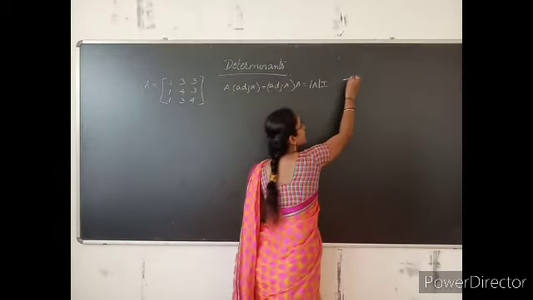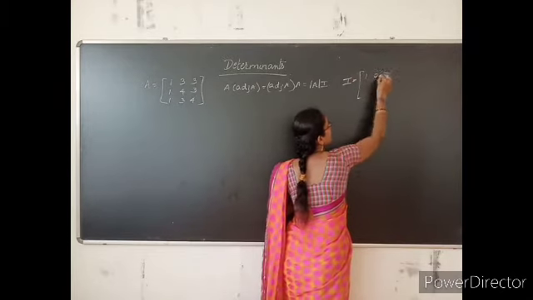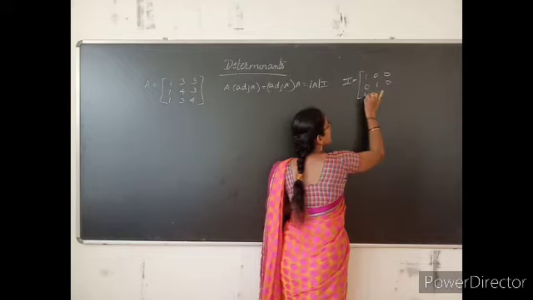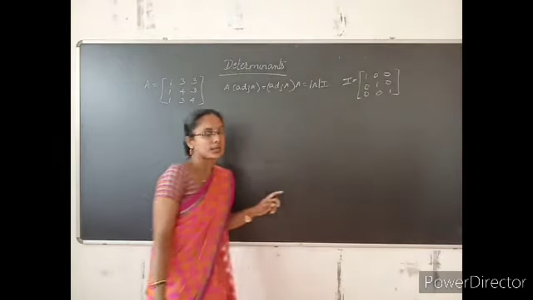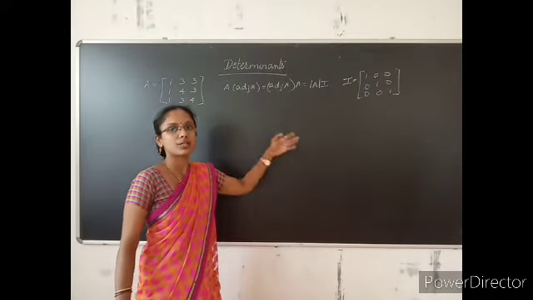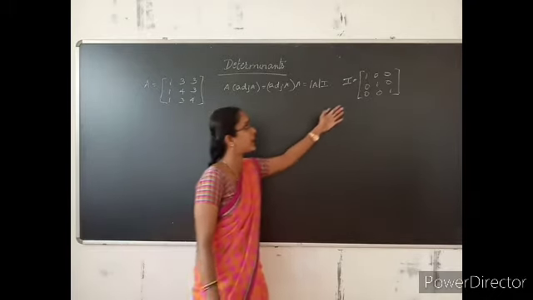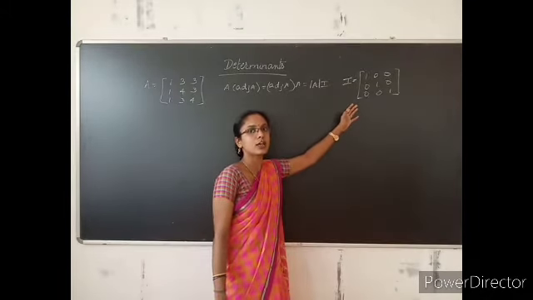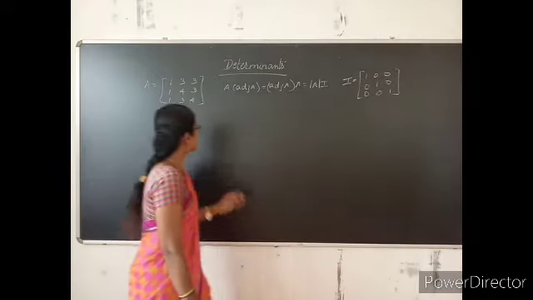So what is the identity matrix of order 3 by 3? It is 1, 0, 0, 0, 1, 0, 0, 0, 1. You have to remember it. Sometimes they will give that I is equal to this much, otherwise they mention that I is a 3 by 3 identity matrix. In that case you have to consider I as 1, 0, 0, 0, 1, 0 and 0, 0, 1.